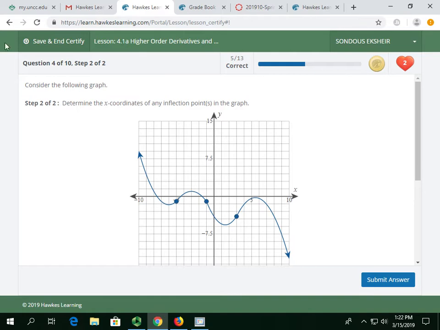So this was concave up to this point, which was negative 5. Then it was concave down to negative 1. Then it's concave up to 3, and then it's concave down. So these points are negative 5, negative 1, and 3. Does that make sense? These were also the points on my interval that I was using.